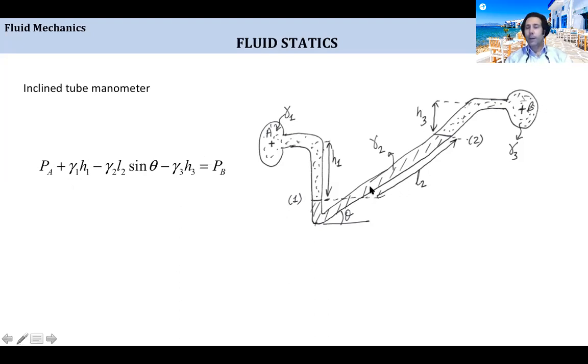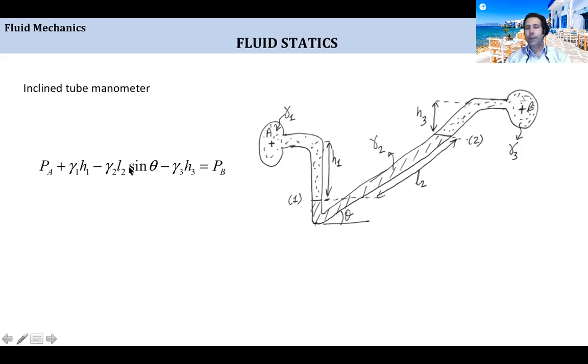Now, in a manometer or in pressure variation in fluids that are at rest, remember, pressure only varies in the vertical direction. So although this is inclined, the only distance that is important for us is the vertical distance, okay? Using this angle theta, which is from geometry, you can show that this angle is also theta with the horizontal. So you can calculate this vertical distance as L2 times sine theta. So L2 times sine theta will give us the vertical elevation difference between this point and point two.